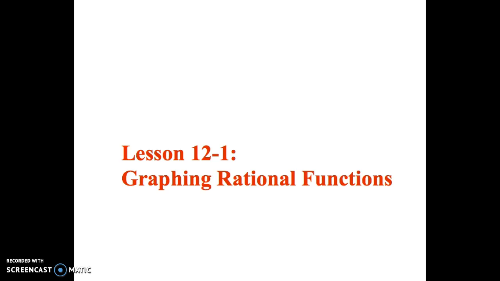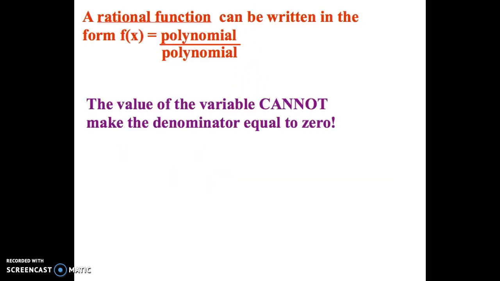Right, I'm back, and today we're going to be talking about graphing rational functions. A rational function can be written in this form: f of x equals polynomial divided by another polynomial. Now remember, a polynomial is any monomial or the sum or difference of two or more monomials.